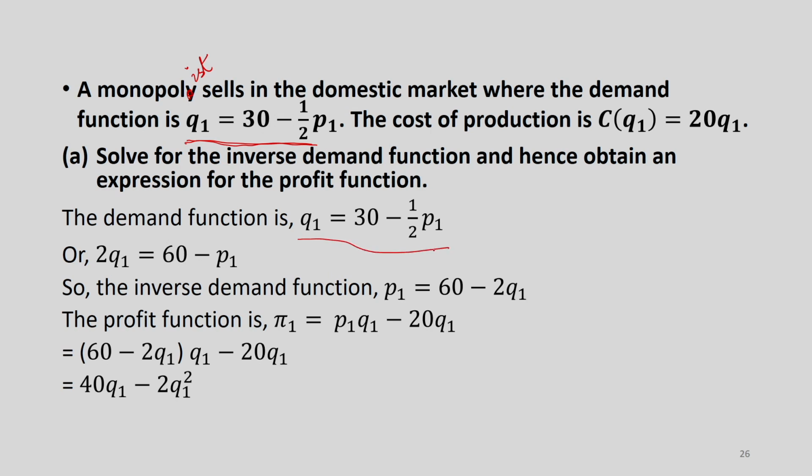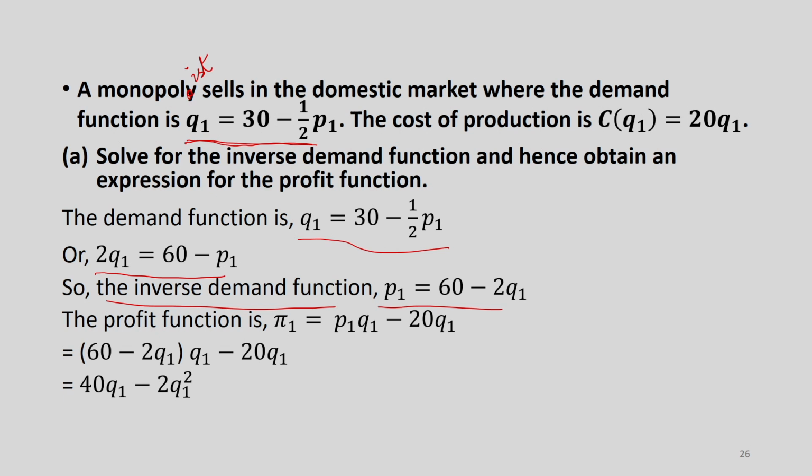Now, the demand function is given by Q1 is equal to 30 minus P1 divided by 2. Now, that is equivalent to 2 Q1 is equal to 60 minus P1. I have multiplied both sides by 2, and from here I will get P1 is equal to 60 minus 2 Q1. Right. Now, actually I have P1 as a function of quantity, this is the inverse demand function.